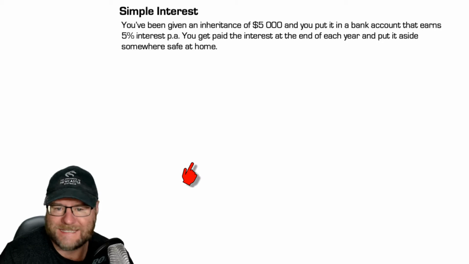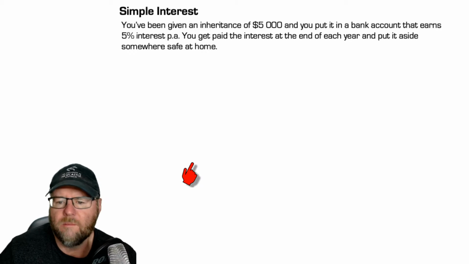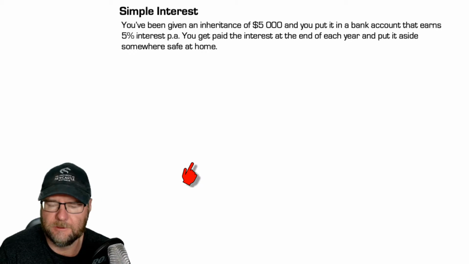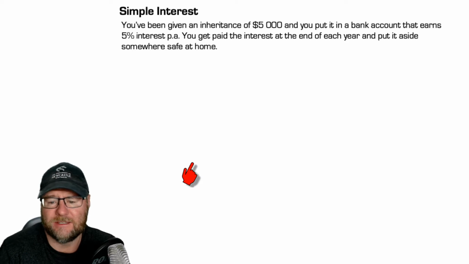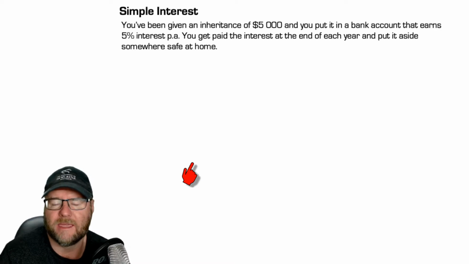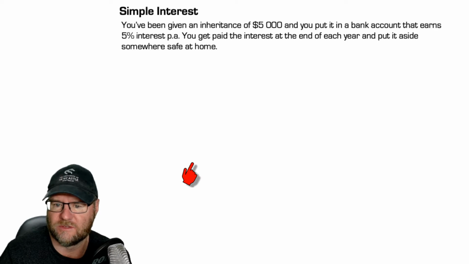Let's have a look at simple interest, and we'll look at a scenario or an example of what makes something simple interest instead of some other kind of interest. So in this case, you've been given an inheritance of $5,000. So you get $5,000 and you put it in a bank account and it earns interest. So every year you're going to earn 5% interest on that money.